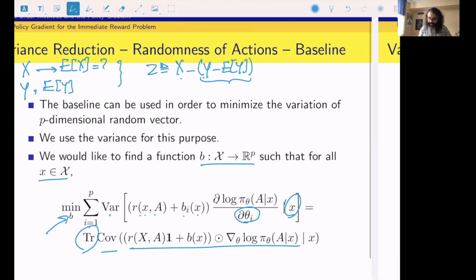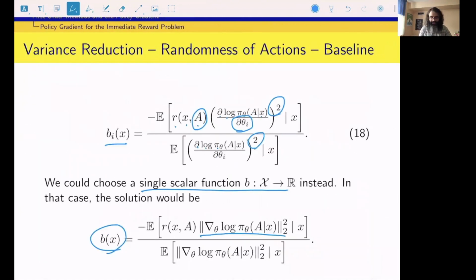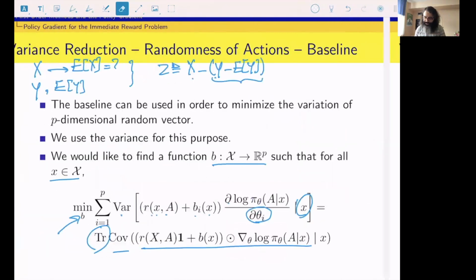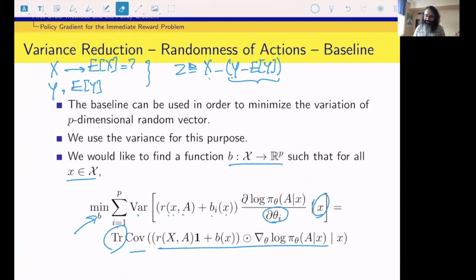In practice, I think people don't really use, well, I don't know, but I guess it's not very common to use this specific form of that, but people use simpler heuristics. So for example, they just use value function as the baseline. Yeah, I haven't got to this, but you will.